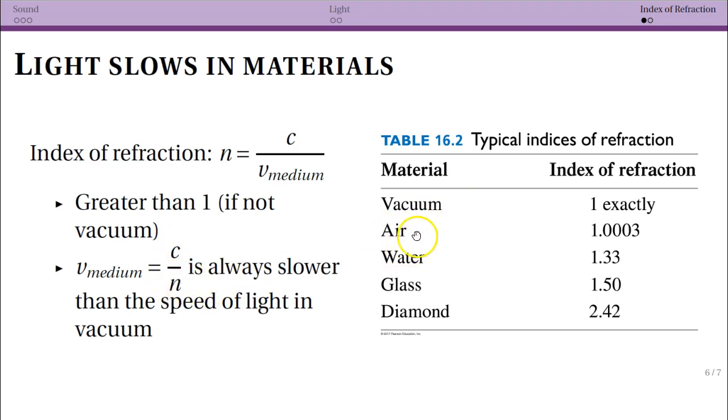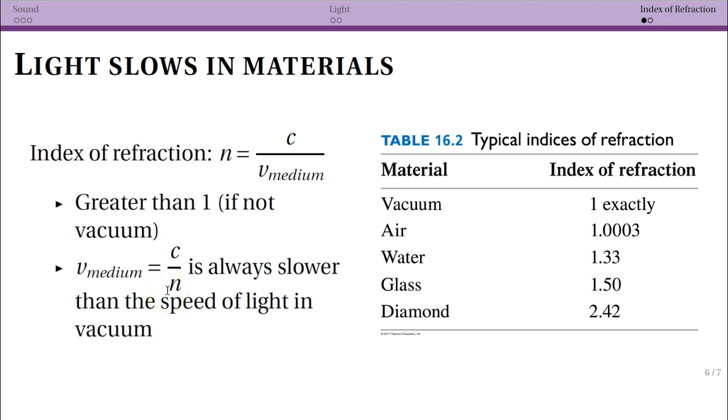You can see for air, it's really, really close to 1. So normally if we talk about light traveling or any type of electromagnetic radiation traveling in air, we just kind of assume it's the same as vacuum. But once you're up to water or glass, it actually slows down a lot. So the speed that light travels in water is actually quite a bit less than it would travel in vacuum.